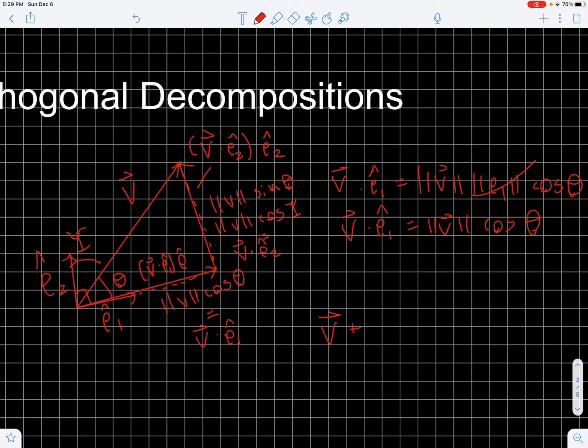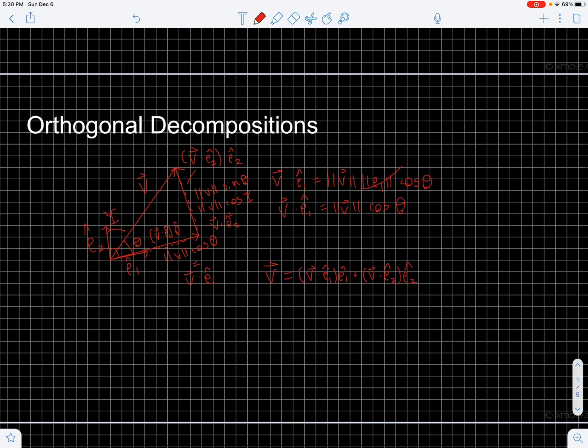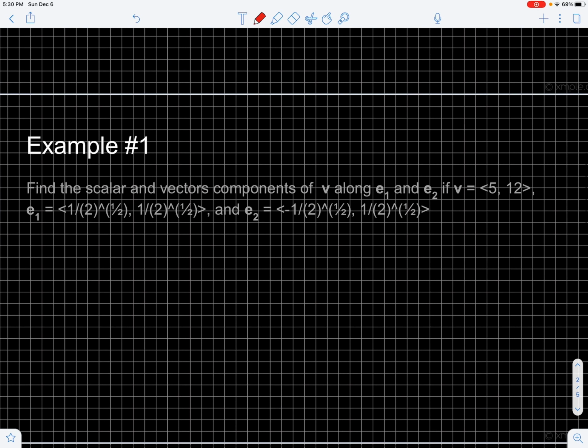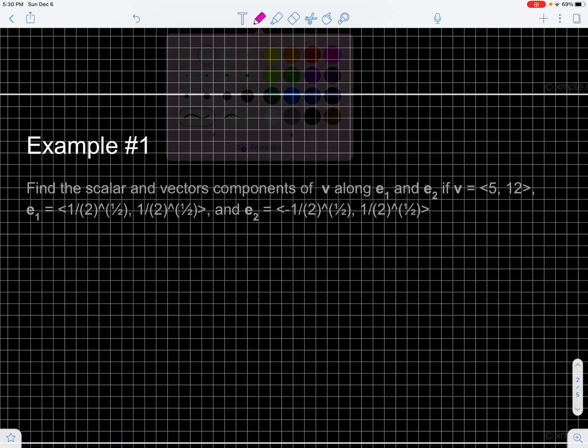All right. So that means that v equals v dot e1 hat times the vector e1 hat plus v dot e2 hat times the vector e2 hat. Simple enough. Let's do some example problems.